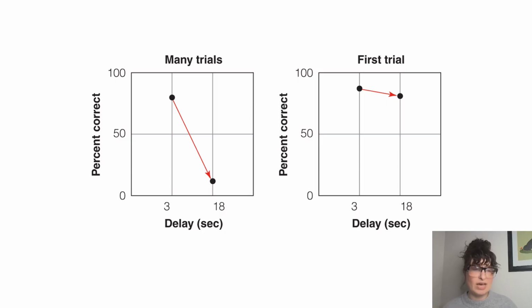So it's before they've had a chance to see hundreds of trials, before they've had an opportunity to develop a lot of interference. What is their accuracy rate? And you can see that accuracy does not diminish between 3 and 18 seconds. So it's not that information is decaying in that 15-second delay. What's happening is that over the course of the experiment, you're building up interference.